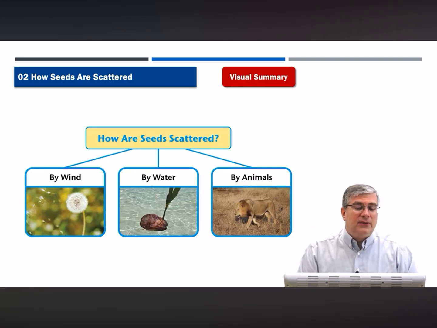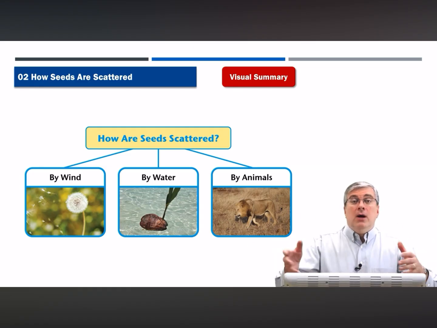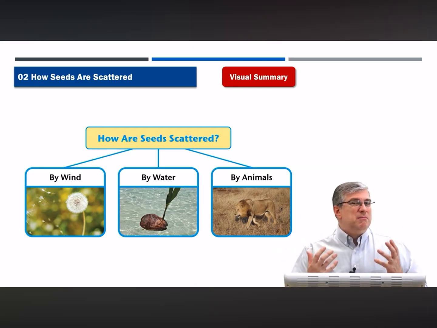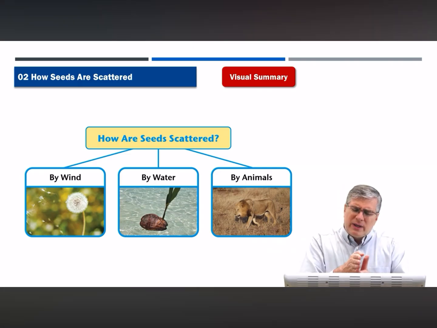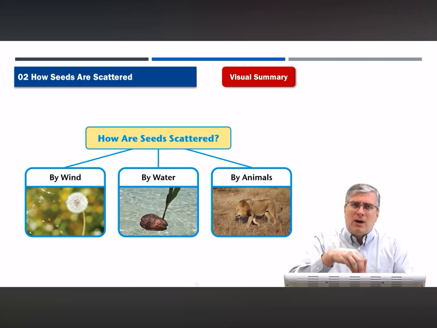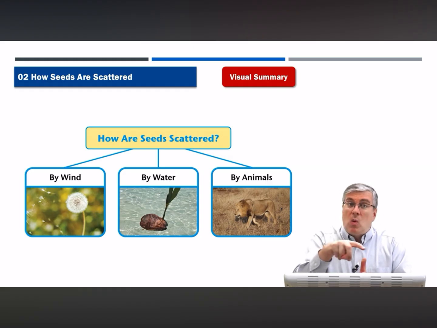Okay, the first idea for this lesson, of course, is how are seeds scattered? When you think about it, plants don't really move, right? I mean, they grow in one spot. Sure, they can move this way, but they don't really move from where they're growing out of the ground. They don't have legs. They can't get up and walk around.